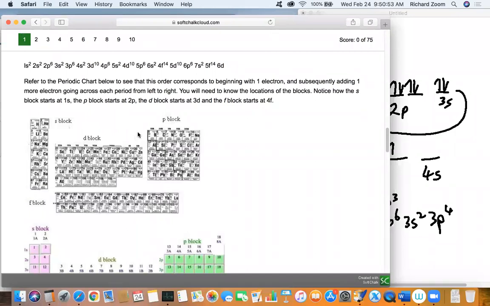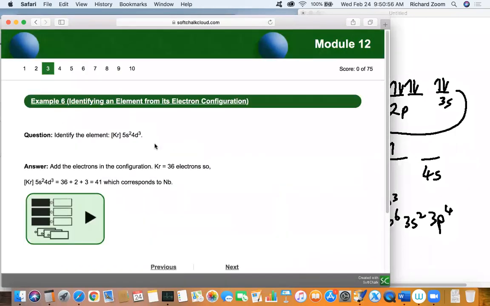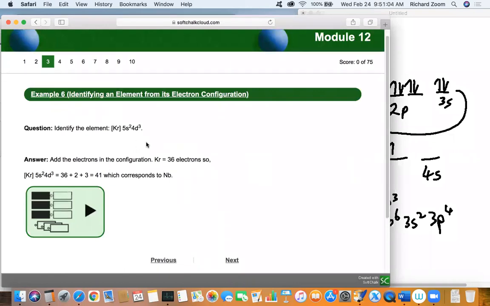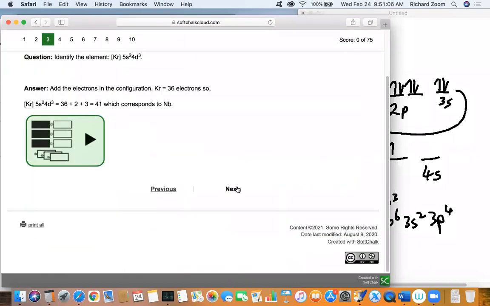So that's how you do it. It's pretty easy to identify an element based off an electron configuration. It's just counting up those electrons. Anybody have any questions? Okay.